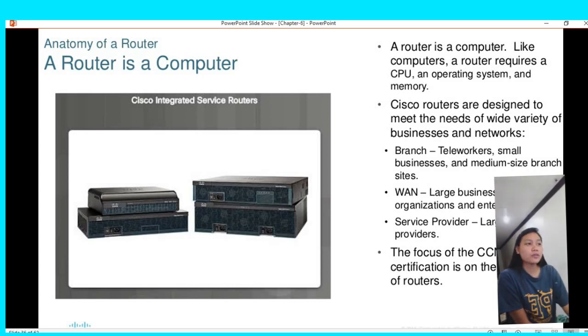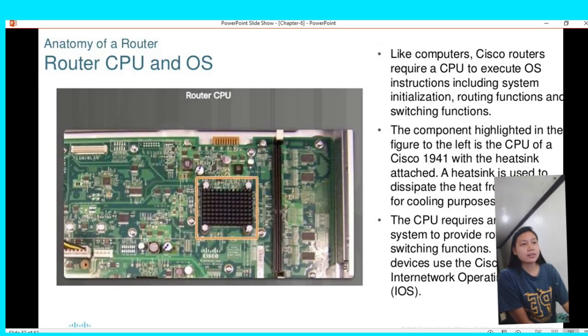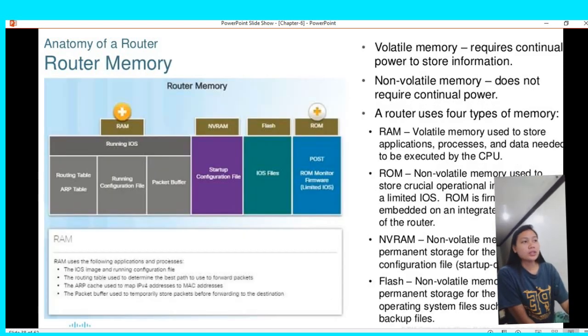When a router interface is configured and activated, the following two routing table entries are created automatically: C and L. Router R1 has three directly connected routes highlighted in yellow. We are going to 6.3, routers. A router is a computer.